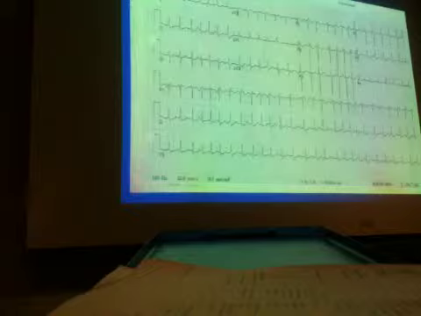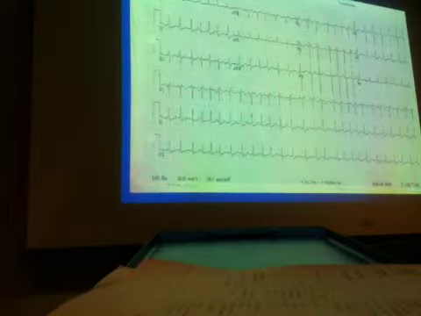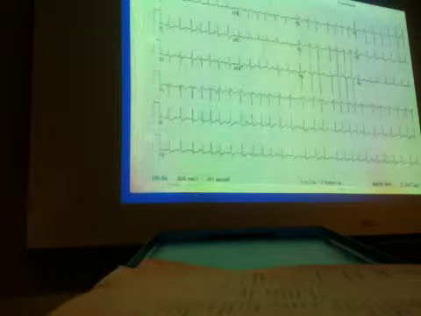Do we see P waves? Okay. So what do you think this is? No P waves. Irregularly irregular. It's like all over the place. So the one thing it can be. Exactly. It's atrial fibrillation. And it's pretty fast.